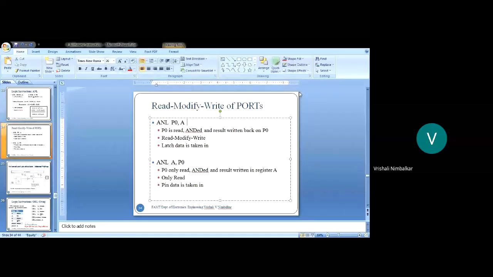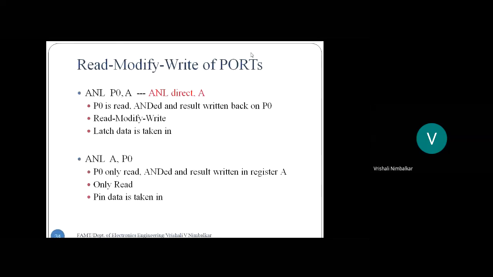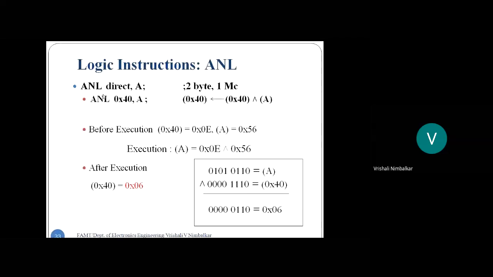What are we doing this? This is an example of ANL direct, comma, accumulator. So this is an example we are looking into: ANL direct comma A. That's the same example we saw before, ANL direct comma A, where the example was with memory 40 hex.